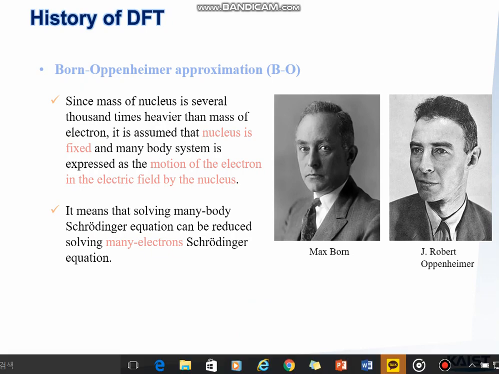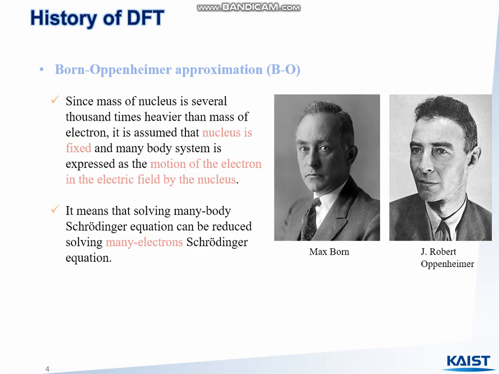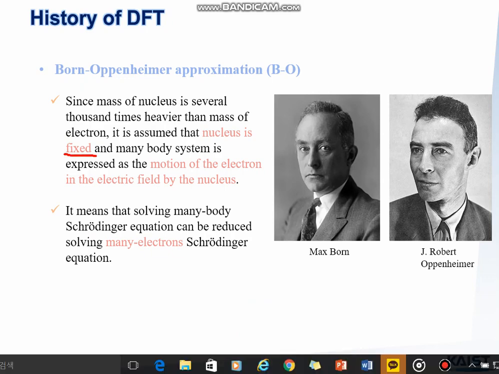First, the Born-Oppenheimer approximation is needed. The Born-Oppenheimer approximation means that the nucleus is fixed because the atomic nucleus is much heavier than the electron. It means that solving the many-body Schrödinger equation can be reduced to solving the many-electron Schrödinger equation.